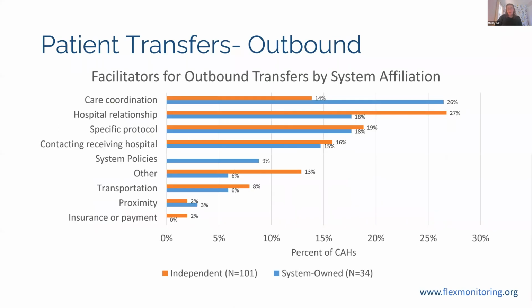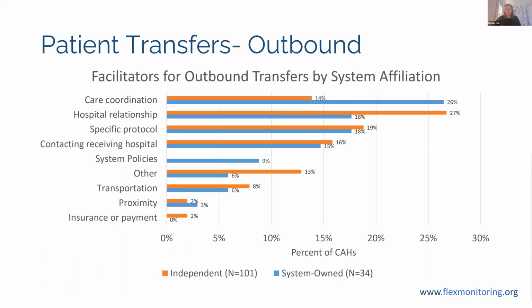Similarly, we asked about what was the single biggest facilitator for transfers? What helped transfers work well? And the answers to this one were a lot more mixed compared to that barriers question. So these were the categories that we had given them. And we saw that a higher proportion of system-owned hospitals said care coordination was the biggest facilitator, and more independent hospitals said that the hospital relationship was the biggest facilitator. So it was just kind of interesting to see those differences.